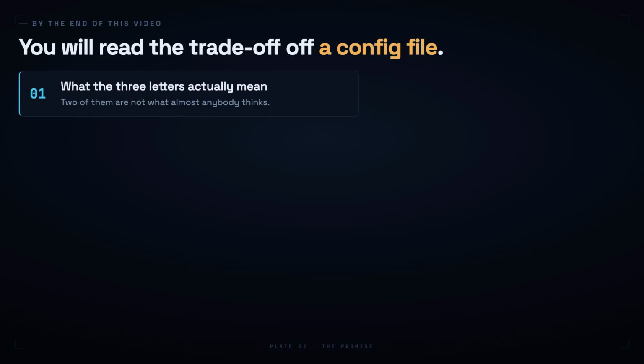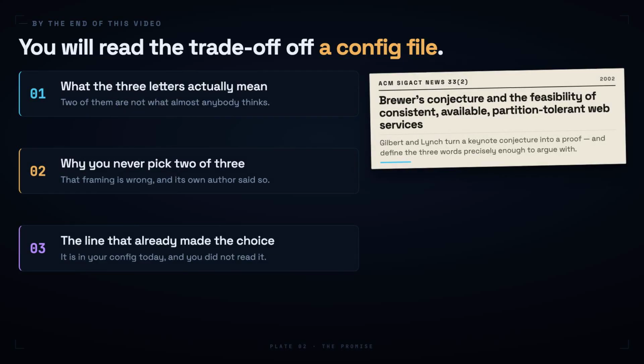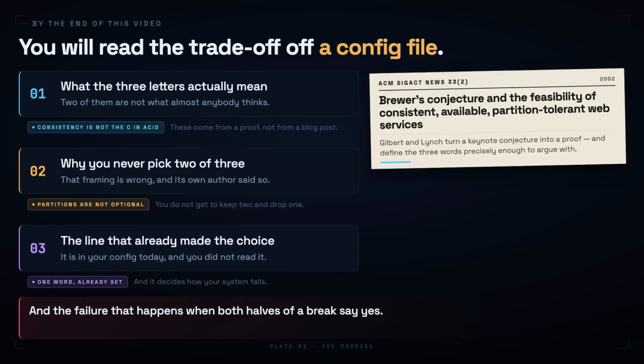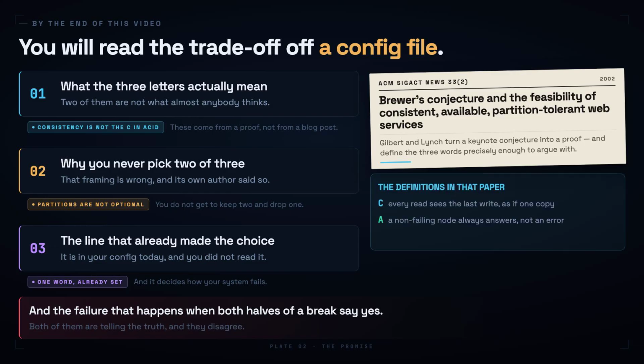By the end of this, you will read that trade-off straight off a config file. 1. What the three letters actually mean, because two of them are not what you think. 2. Why you never pick two of three, that framing is simply wrong. 3. The line in your own database config that already made the choice for you. And the failure that happens when both halves of a break say yes. Start with the definitions, because the definitions carry all the weight.